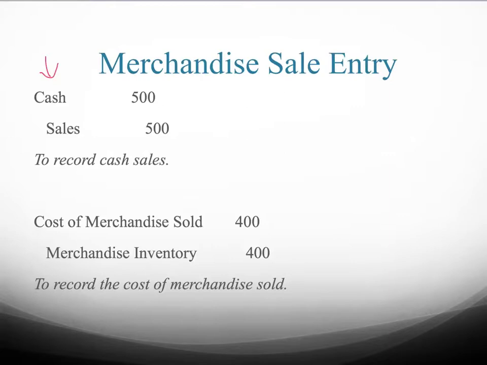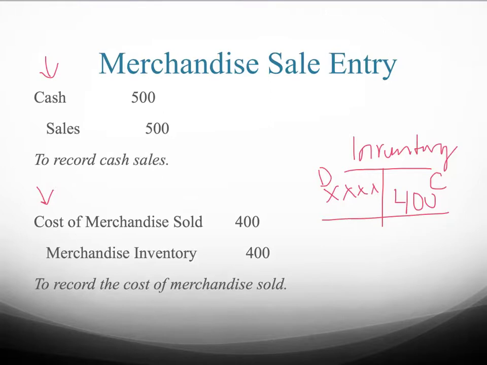The second piece deals with the merchandise inventory in a perpetual inventory system. We are debiting the cost of merchandise sold and crediting merchandise inventory. If you remember, inventory is an asset account, and asset accounts have debit balances. Well, we have some amount of inventory in our inventory account, and when we sell it, we need to remove it. And so to remove it, it's a credit.